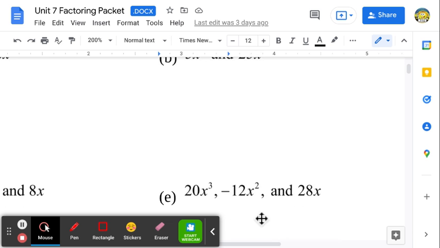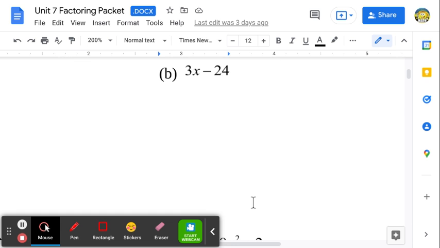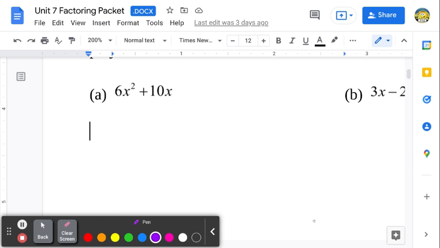Now we're going to work on some of these together. This is my blank copy. So for exercise 3, it says write each polynomial below as a factored expression involving the greatest common factor of each polynomial. So remember, terms are separated by plus signs and minus signs. So I have one term here and one term here. And this line right here is just the cursor, my word cursor.